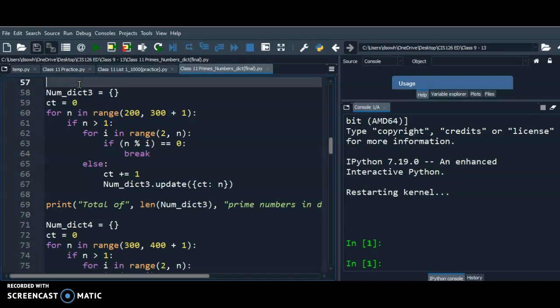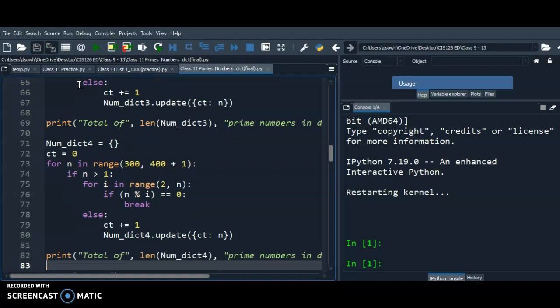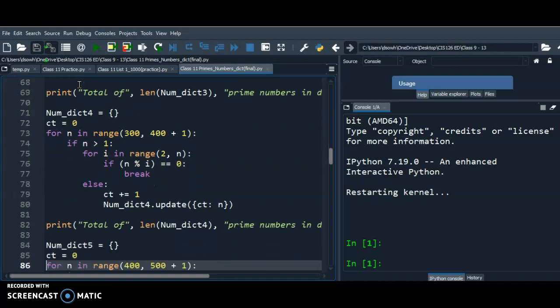Okay, Ed, now I'm gonna show you my final code, starting with the third segment of 100s, from 200 to 300, all the way to the 10th segment. This is my fourth segment, from 300 to 400.